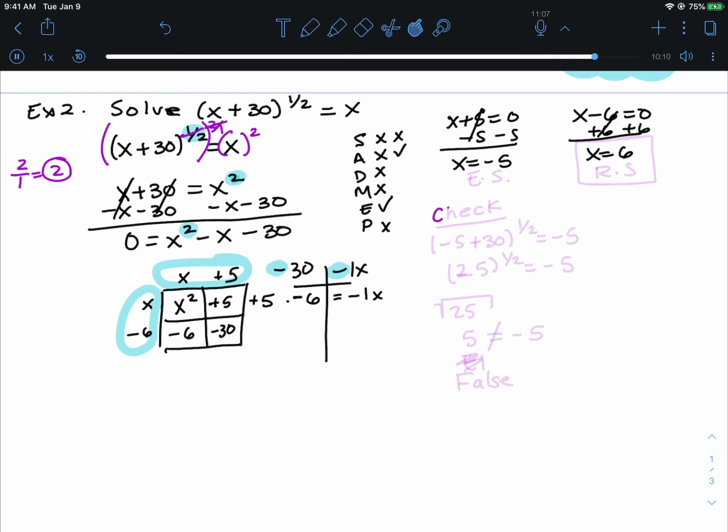So we're going to check this. I'm going to have negative 5 plus 30 to the power of a half equals negative 5. That's going to be 25, which also means the square root of 25. What's the square root of 25? 5. So does 5 equal negative 5? No, this is false. So therefore this is the extraneous solution. So this is going to be my real solution, and that right there would be my answer.